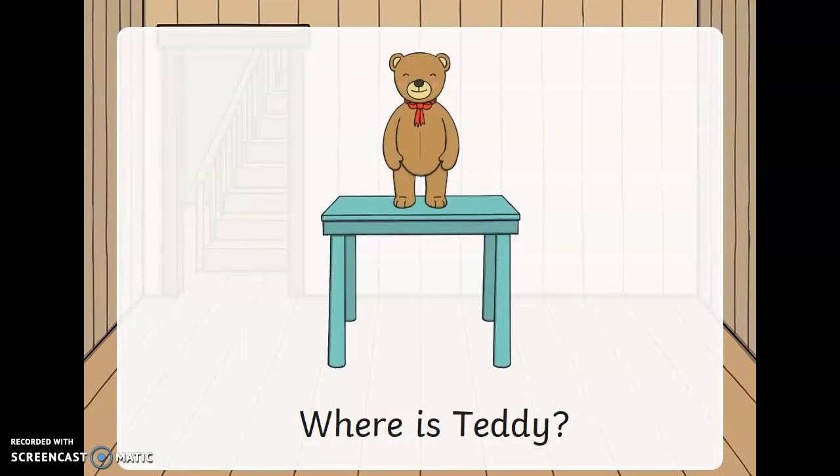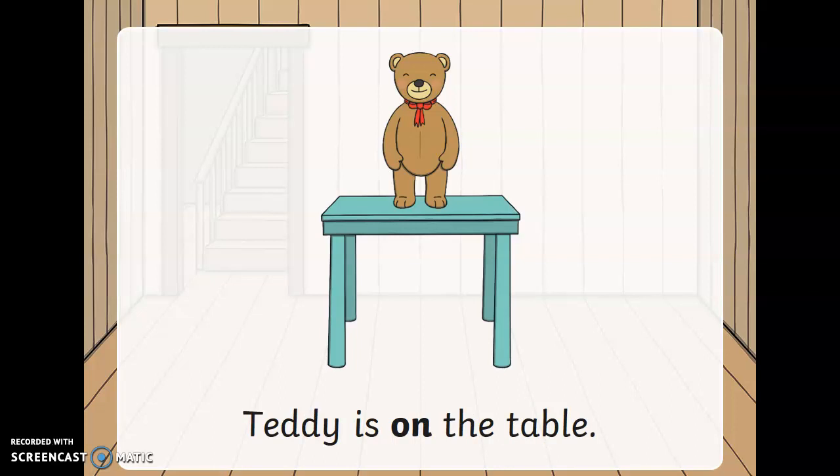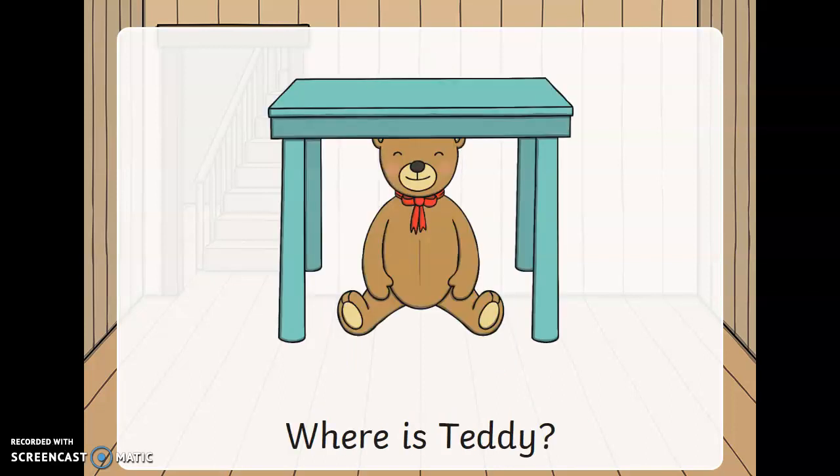So, where is Teddy in our first slide, boys and girls? Where is he? Well done, he is on the table. But whereabouts on the table is Teddy? Fantastic. Teddy is on top of the table. Teddy is on the table.